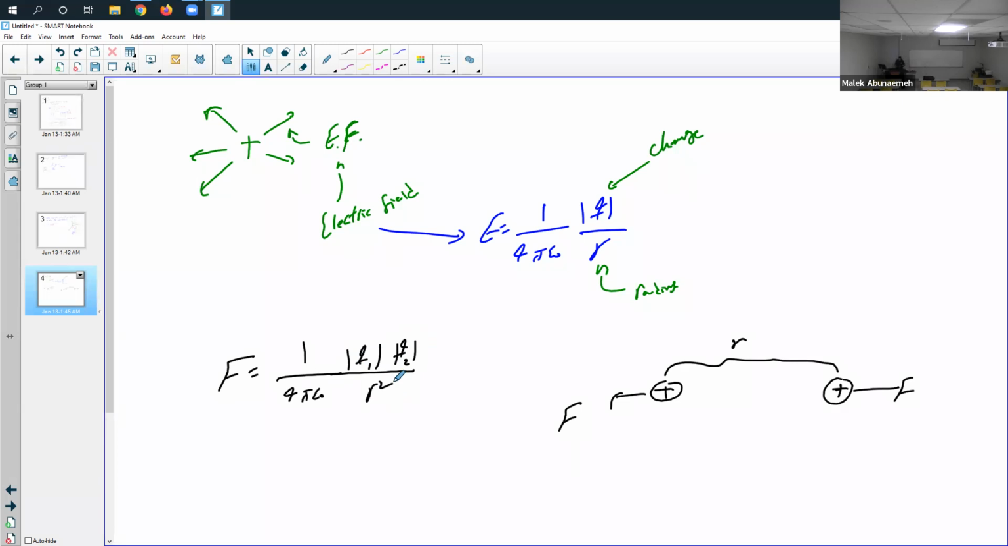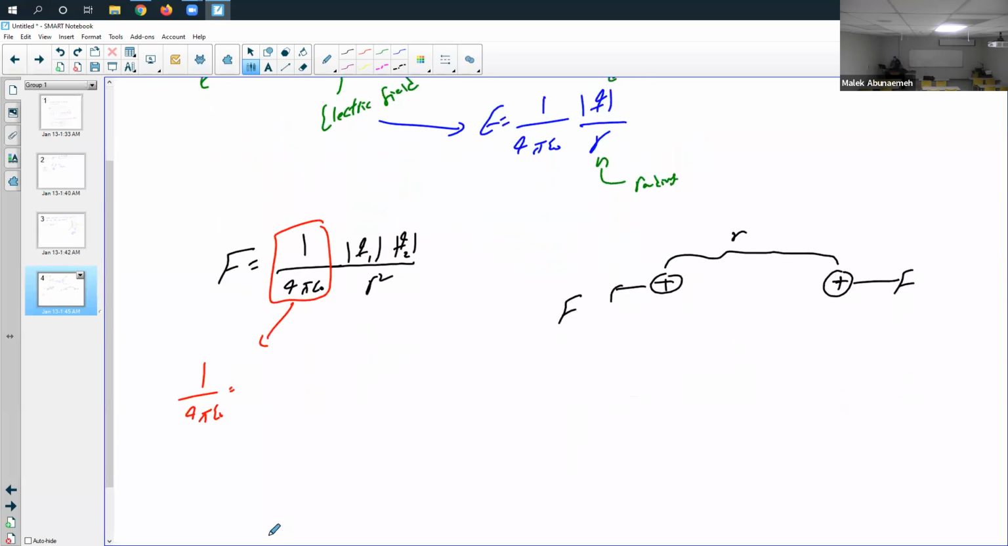Now, we've mentioned 1 over 4 pi epsilon naught. Let me just mention this for a second. Let's just take this little fellow over here, 1 over 4 pi epsilon naught. So, we already know what pi is. And epsilon naught, that's a constant.